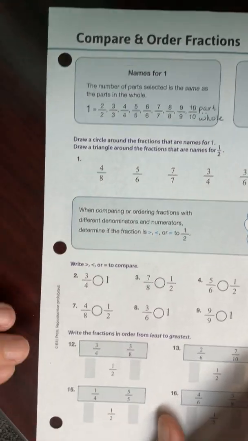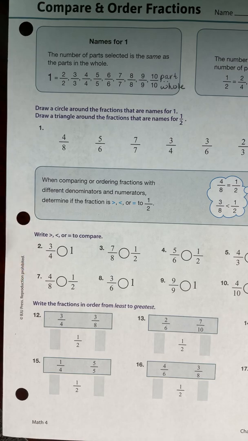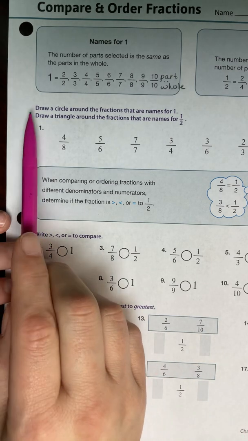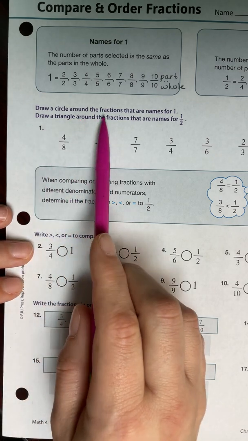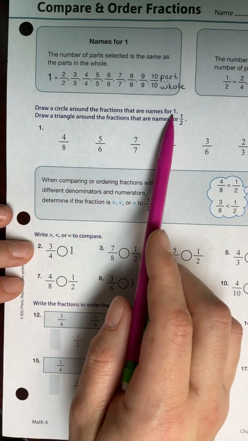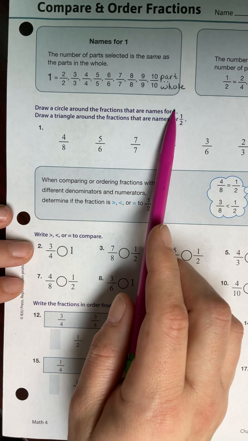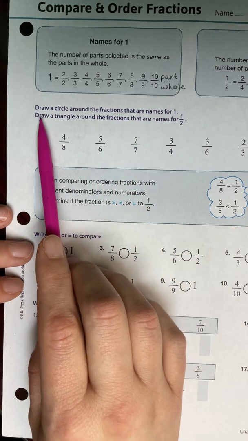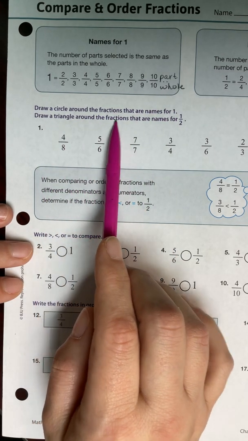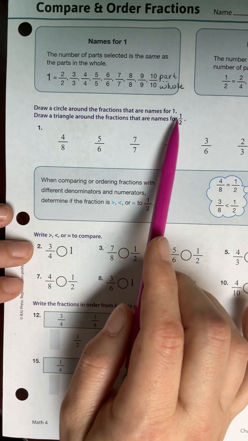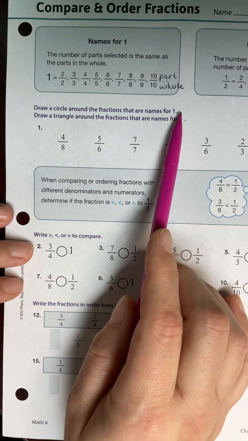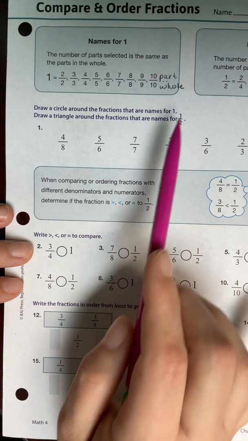Well, let's come down here and look. We're going to do some of these together, and then I'm going to have you do a few on your own to see how well you do. The first section says, draw a circle around fractions that are names for one whole. So that means the numerator and the denominator match. Draw a triangle around the fractions that are names for 1/2. That means the top number is half of the bottom number.